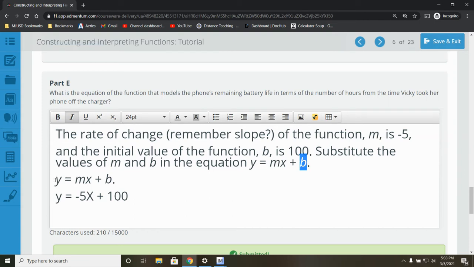So the equation is y equals m times x plus b, or rather the y variable equals the slope times the independent variable plus the y-intercept. So that is y equals minus 5 multiplied by x, or the independent variable, plus 100.